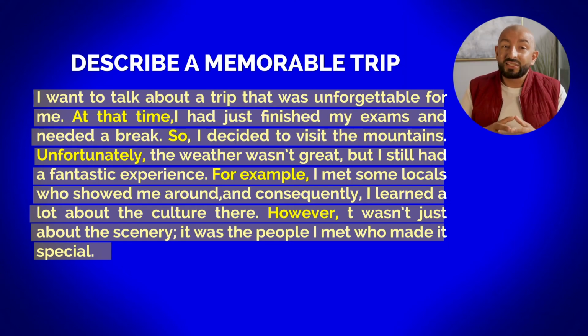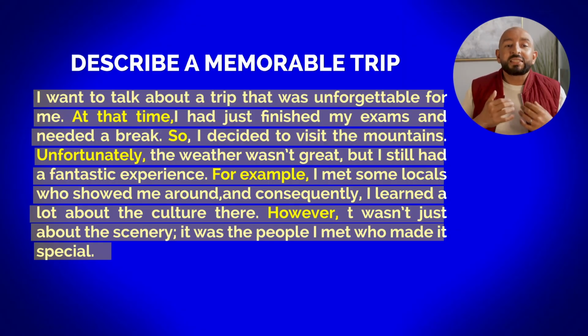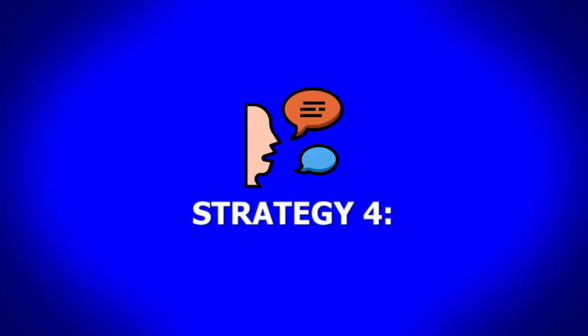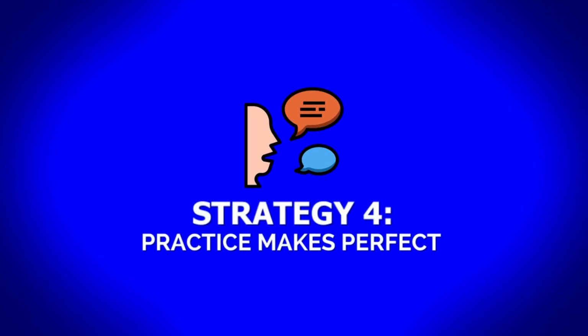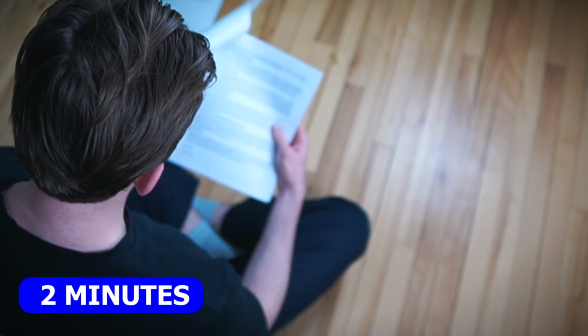Now, using these words that I've highlighted, they help structure the story and they make it easier to follow. So you can take a screenshot of this, and now let's move on to the next strategy, which is practice makes perfect. Now, it is important to practice speaking for 2 minutes about a topic. So one way we can do this is by picking out random IELTS speaking cards and recording yourself speaking about these topics for 2 minutes.